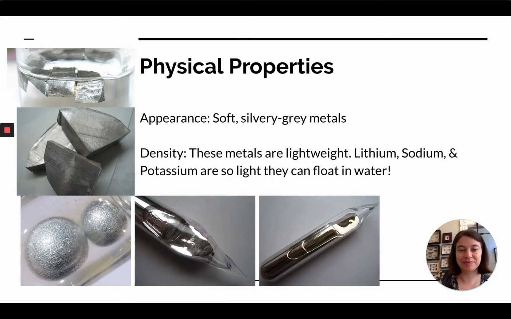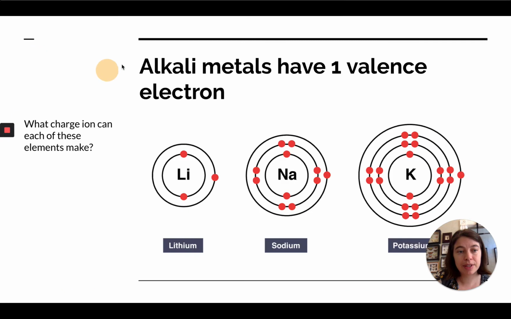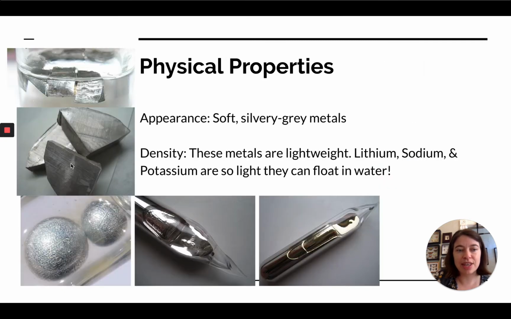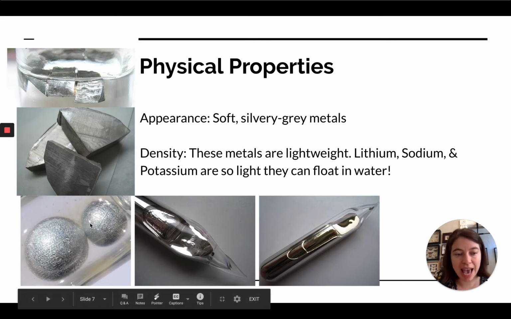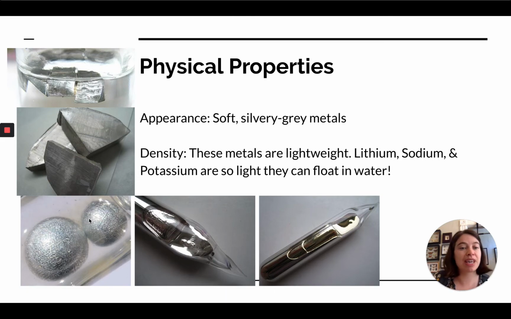Let's move on. So first let's talk about the physical properties of the alkali metals. The alkali metals all actually have really similar properties. They're all sort of soft, silvery gray metals. So over here, this one is lithium. Sorry, this is sodium, again, soft silvery gray. This is potassium. Here the potassium is actually stored under oil in order to keep it from rusting in air, because there's a chemical reaction that it can do with oxygen.